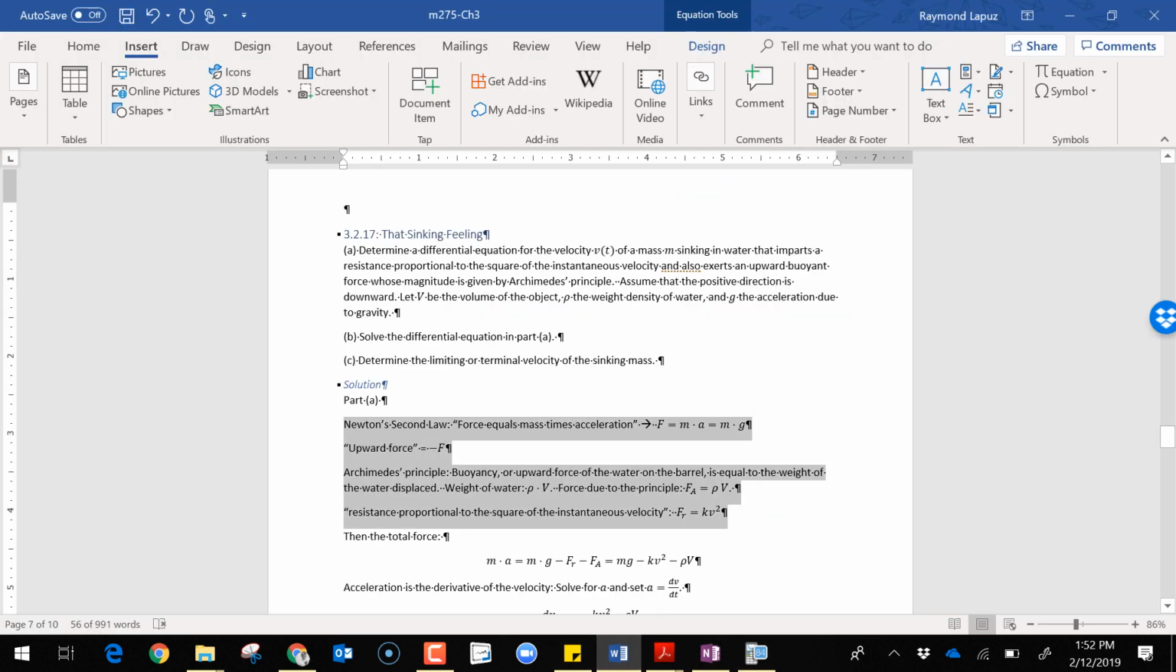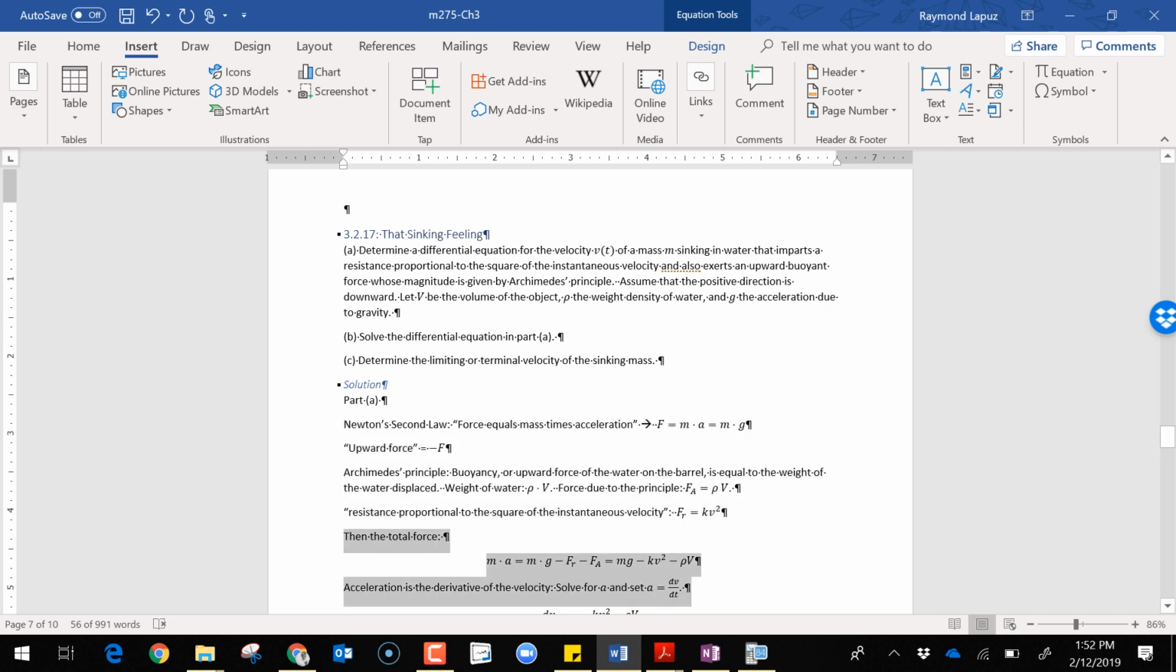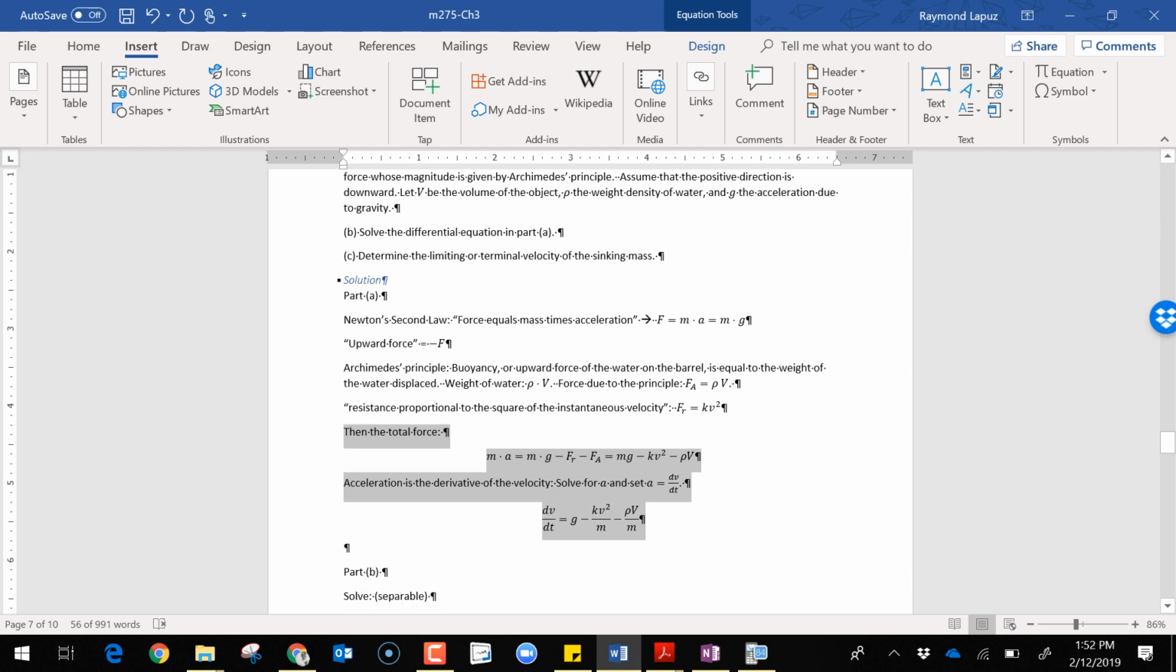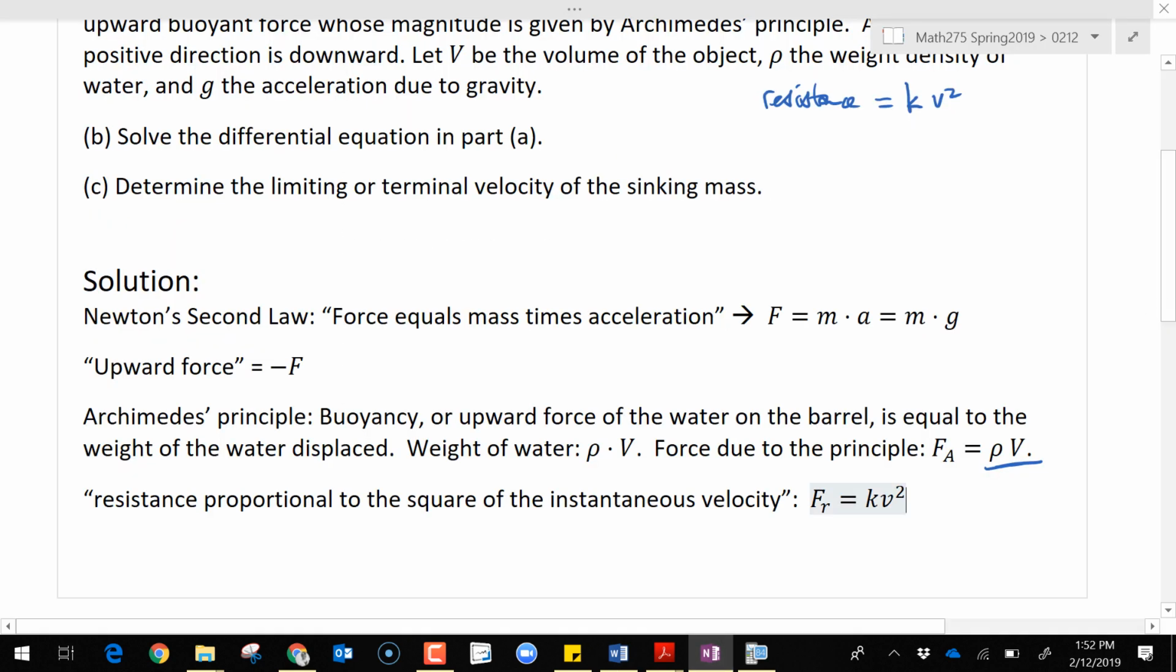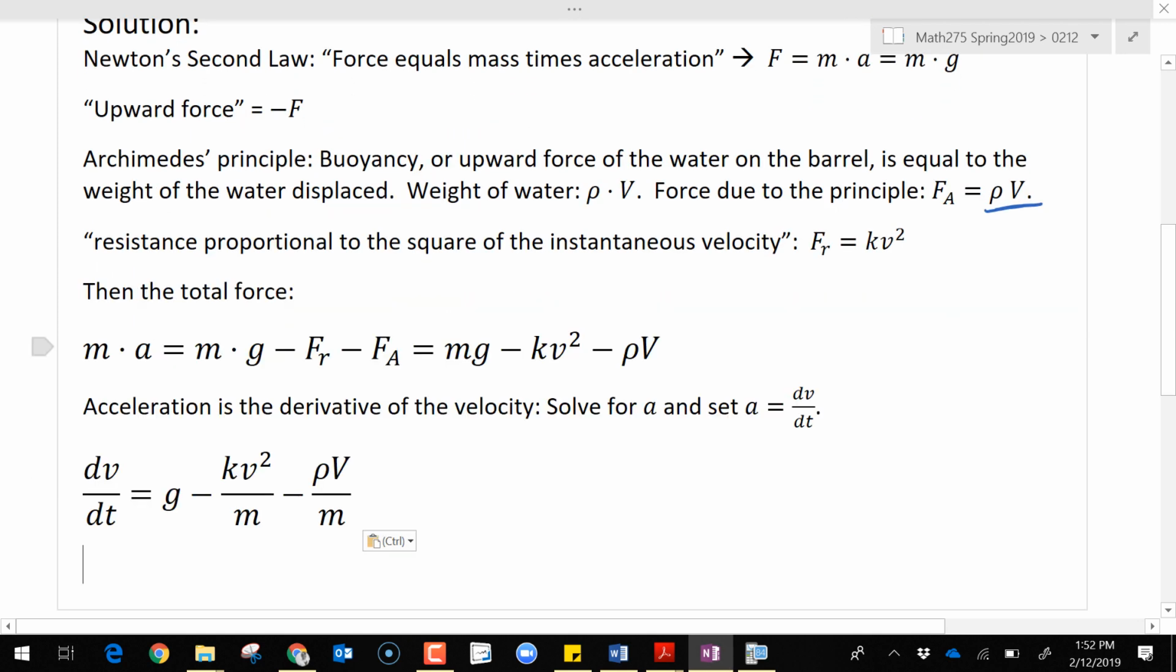Let's see what it says here. The total force then, so the total force is ma, mass times acceleration, mass times the gravity, and then there's a resistance. The resistance is a force that's pushing upward, so it's negative.